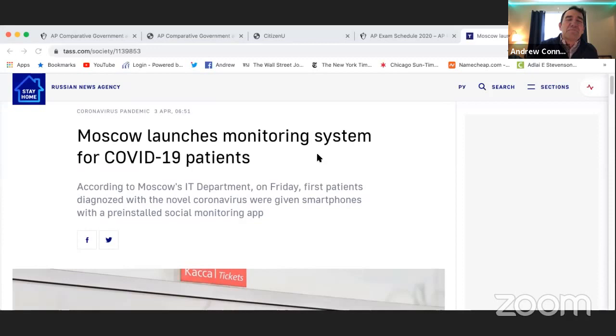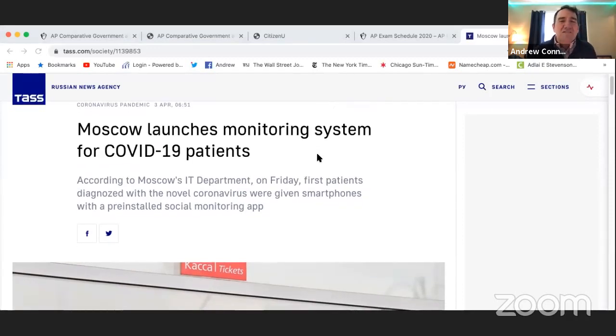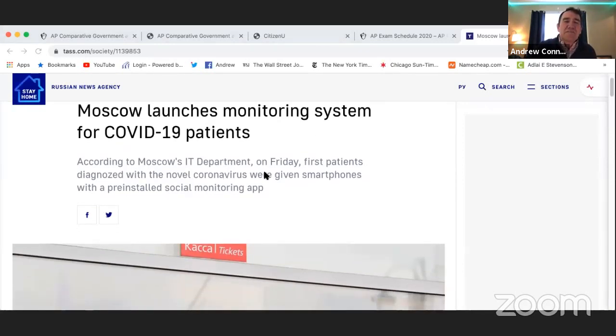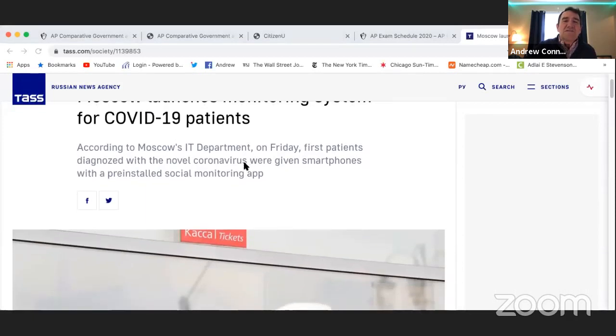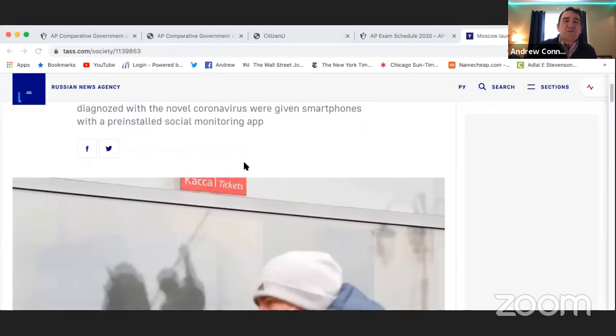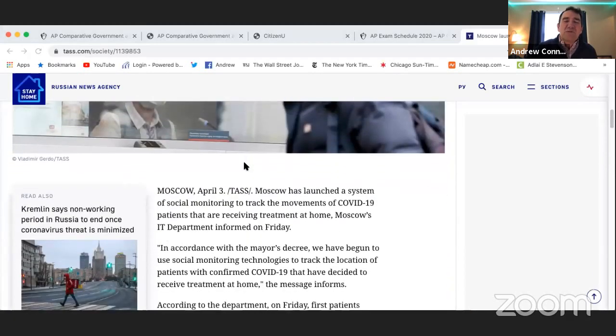And it says Moscow launches monitoring system for COVID-19 patients. And then according to Moscow's IT department on Friday, first patients diagnosed with novel coronavirus were given smartphones with a pre-installed social monitoring app.